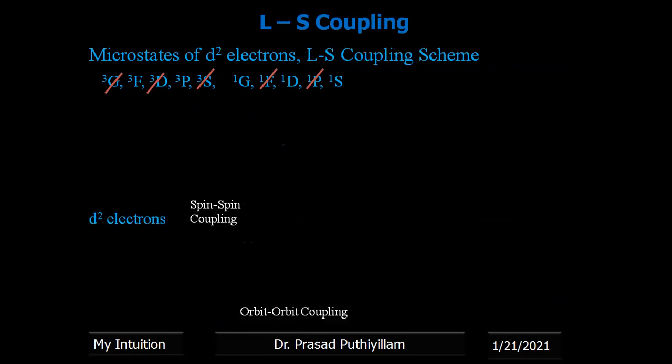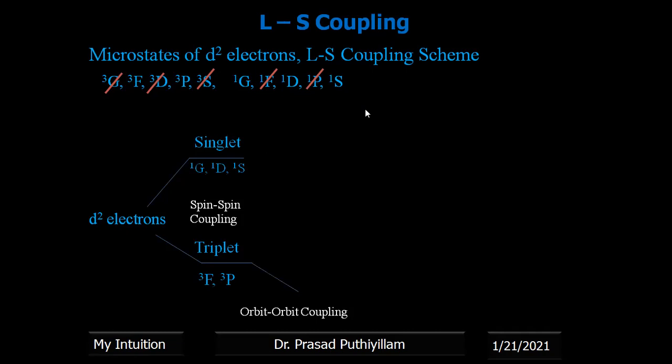Then for a d2 electron, with these terms, we can check out the spin-spin coupling and orbit-orbit coupling scheme. In the spin-spin coupled scheme, we know we get a singlet as well as a triplet. Triplet and singlet are represented here. Triplet values have lower energy, and singlet has higher energy. In triplet forms, the allowed states are triplet F and triplet P. And for singlet cases we have singlet G, singlet D, and singlet S.